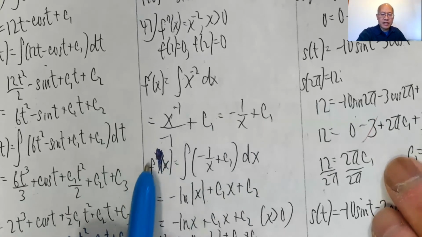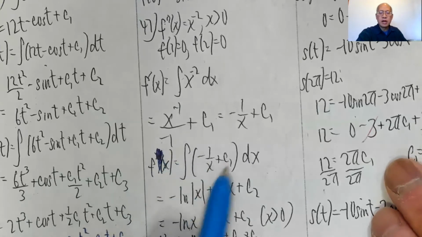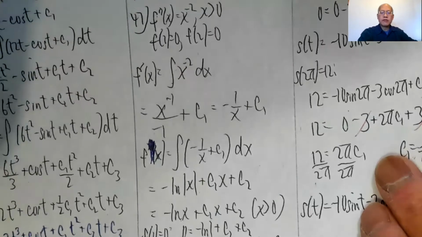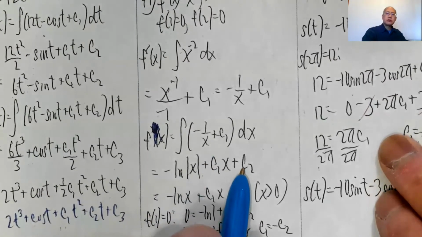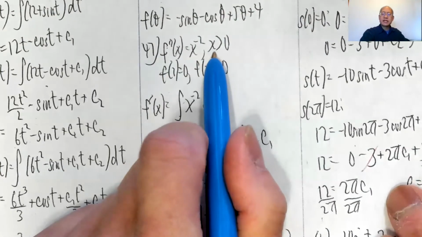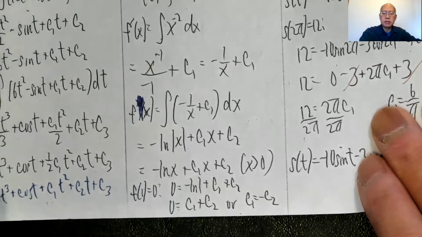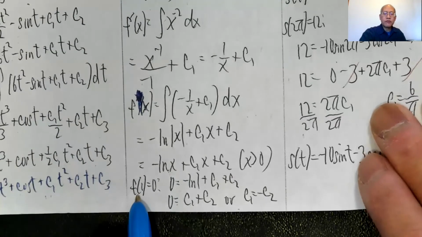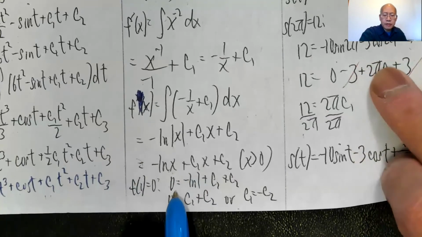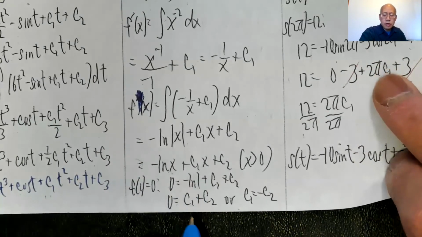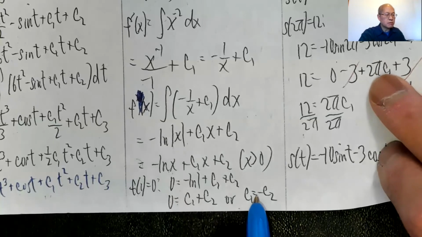Integrate again to get f of x. Integral of negative 1 over x plus c1. Okay, integral of negative 1 over x is negative ln absolute value of x plus c1x plus c2. They told me at the beginning that x is greater than 0, so I can drop the bars. Negative ln x plus c1x plus c2. Now, f of 1 is 0. Put a 1 there, put a 1 there, 0 out here. ln 1 is 0, so I have c1 plus c2 equals 0, or c1 equals negative c2.